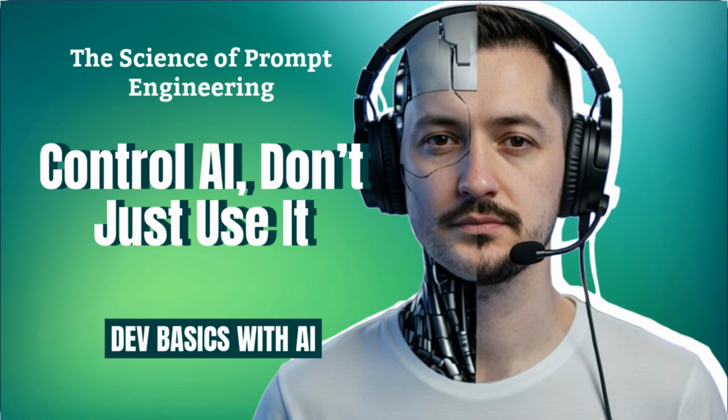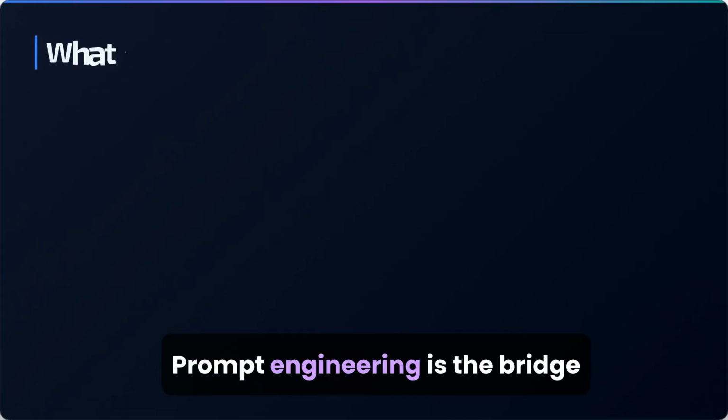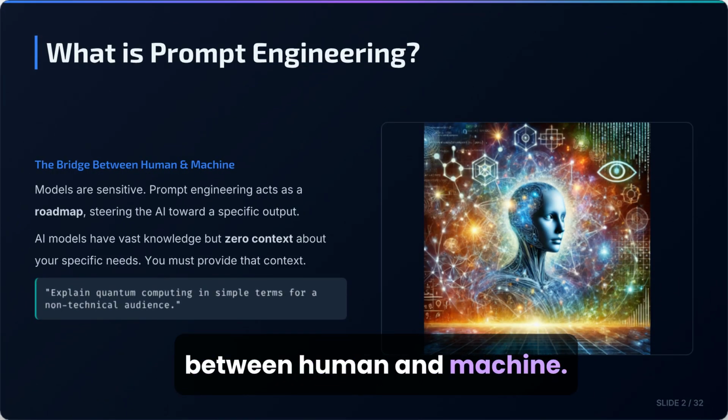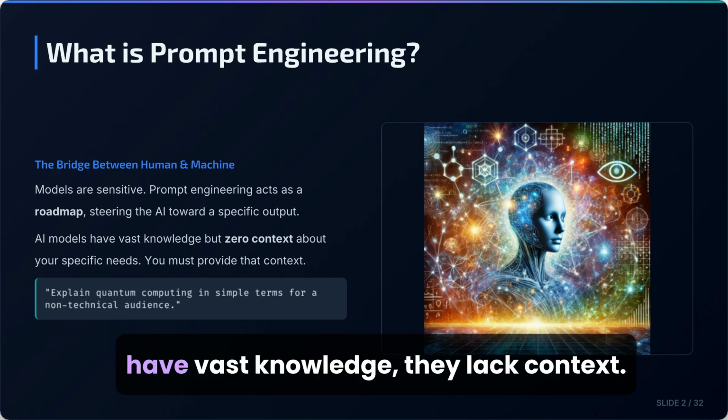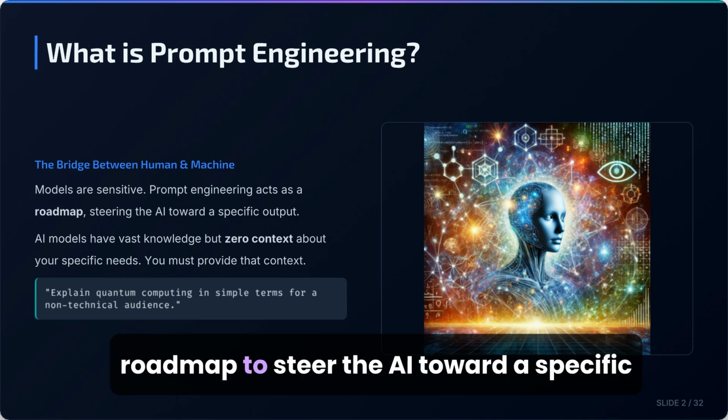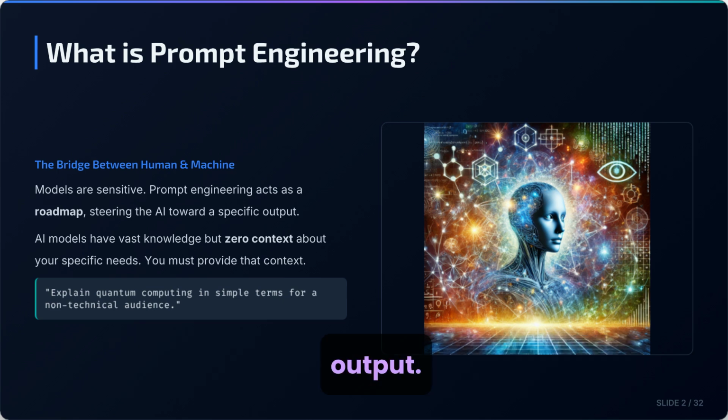In this complete course, you'll master the art and science of prompt engineering and learn how to control AI instead of just using it. Prompt engineering is the bridge between human and machine. Models are sensitive, and while they have vast knowledge, they lack context. Prompt engineering provides the roadmap to steer the AI toward a specific output.